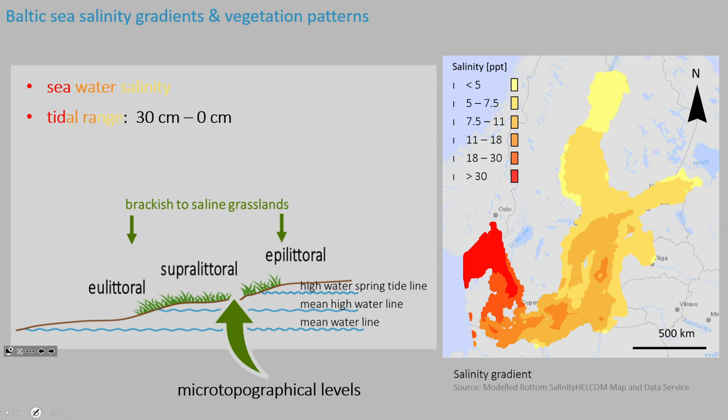And in the same direction, we also have a tidal range gradient. So we still have tides of about 30 centimeters difference in the southwestern corner of the study area, and almost no tidal influence anymore in the north. And what we have here as well, of course, I talked about it a lot already, is that within the gradient of the littoral zone, we have those microtopographical levels that also influence vegetation patterns.